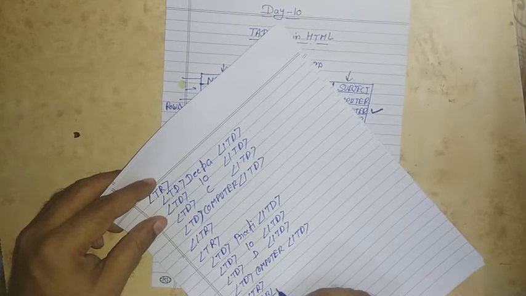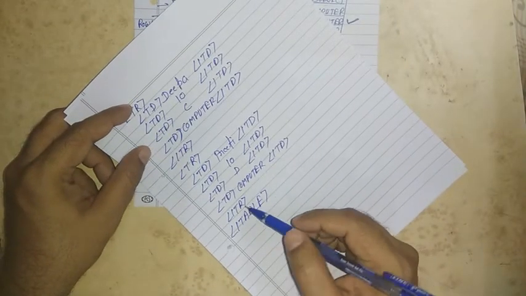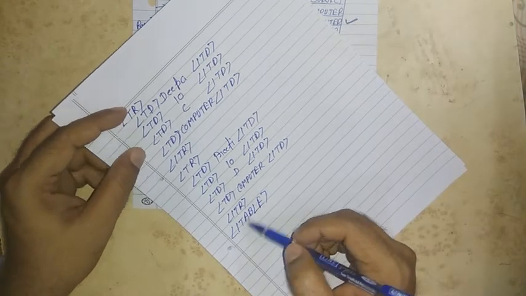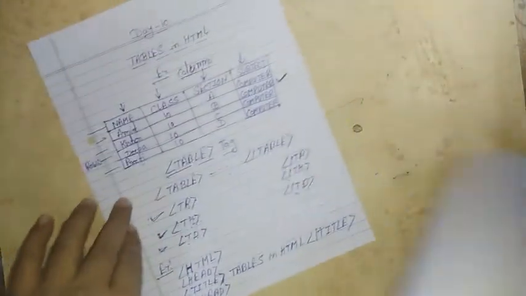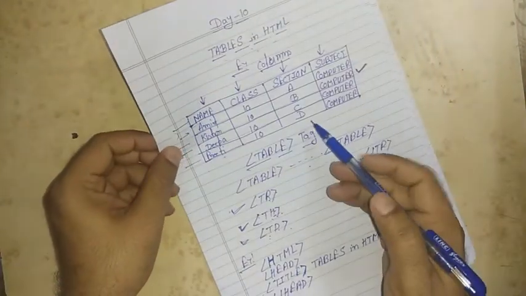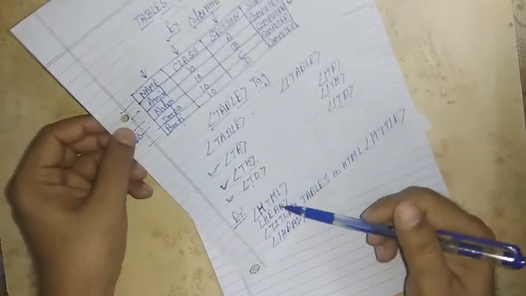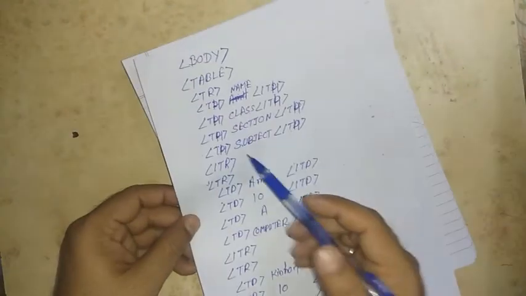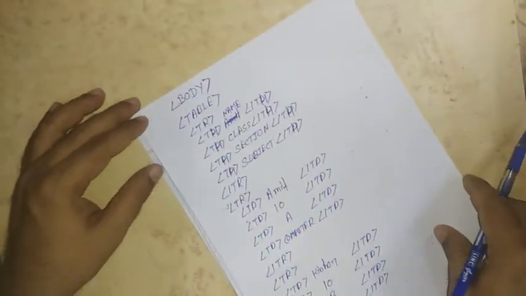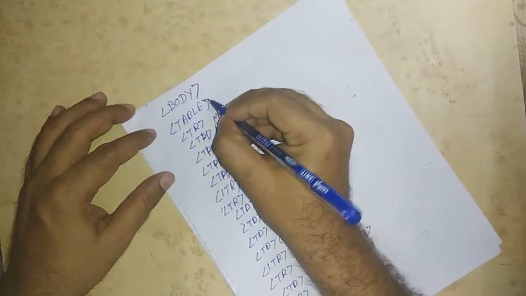At the last, after showing all the rows, I will close the table tag. So you can see that for displaying this particular table and its data, I need to use the coding according to this. Okay, and one more thing, there are many attributes also available in the table tag.